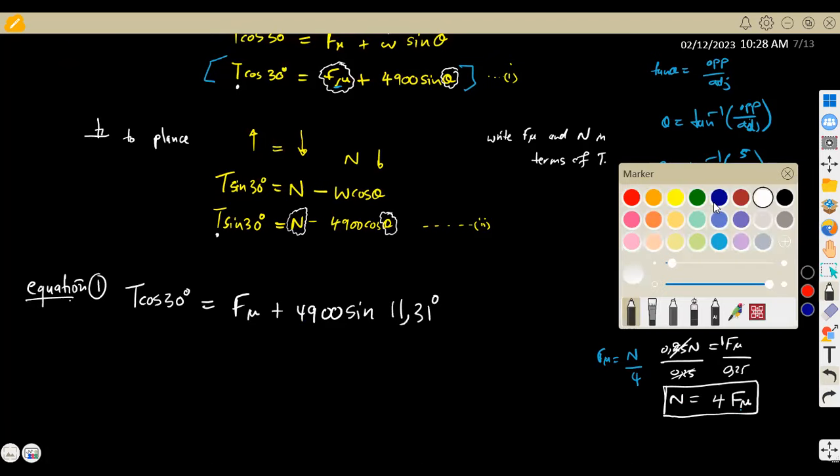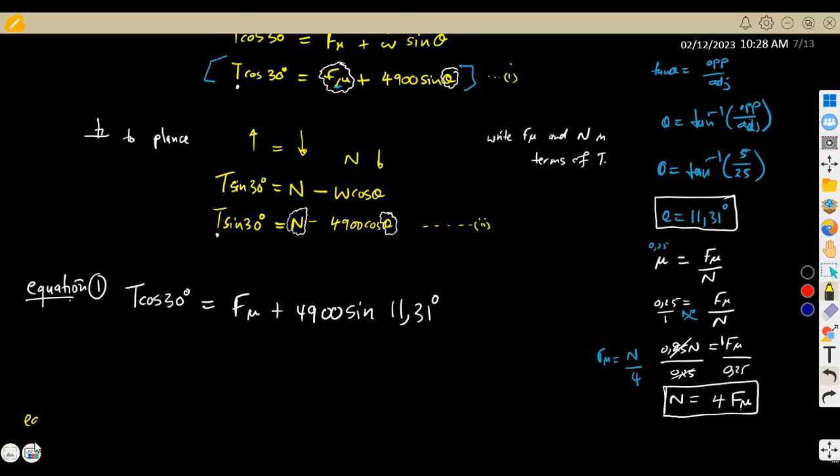From equation 2, we are going to do the same. This was our equation 2 here. We have got T sine of 30 degrees, which is equal to N. N is 4 times the frictional force. We have substituted N minus 4,900 cos of theta, and our theta is 11.31 degrees. Okay, so we have two equations here.